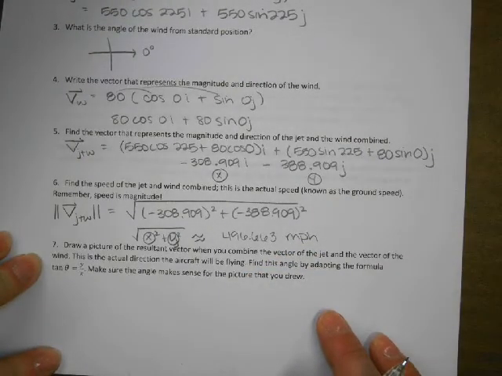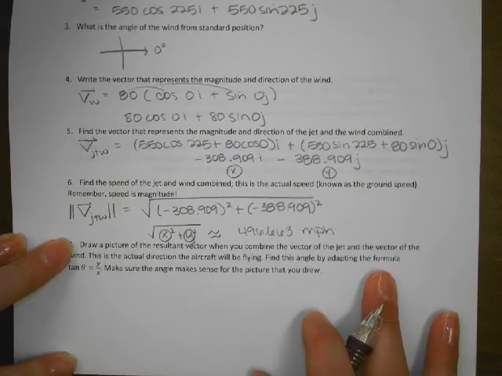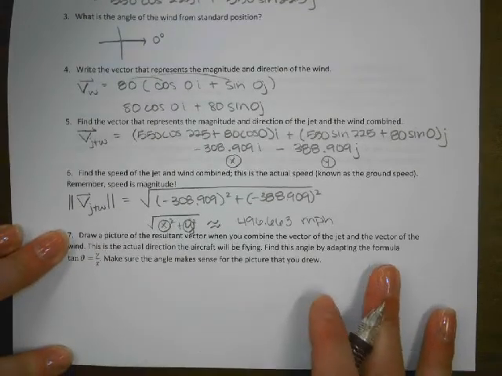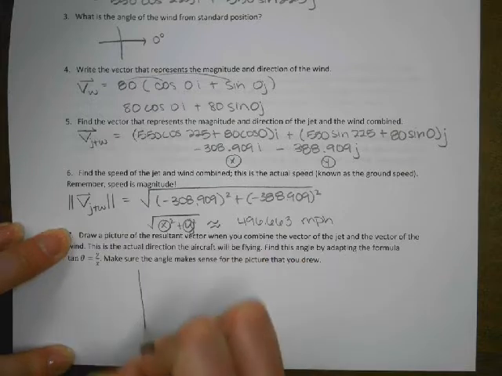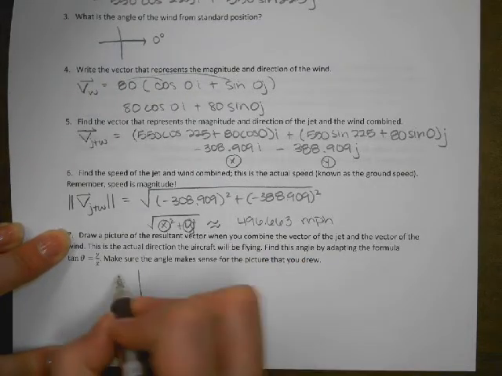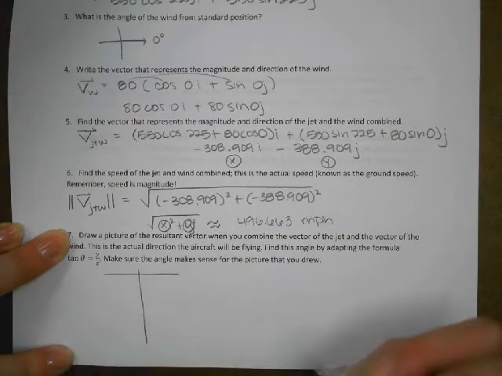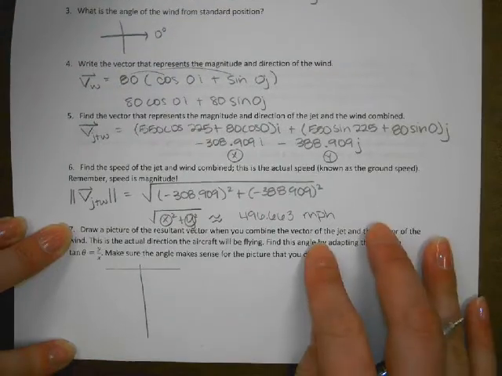Okay, now it says to draw a picture of the vectors. So draw a picture of the first vector and the wind vector and the resultant vector. And that's because it helps give us an idea of where our final answer should be as far as what direction the plane is going in relationship with the wind acting on it.